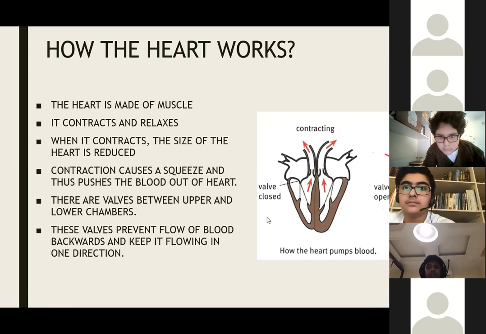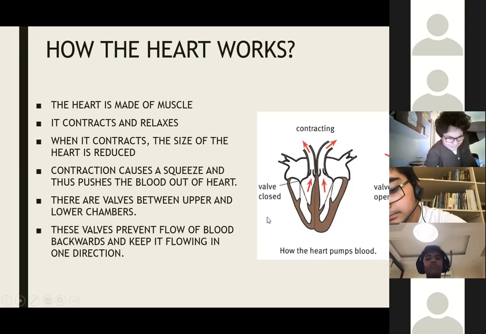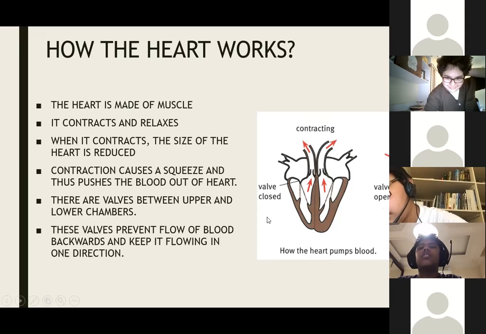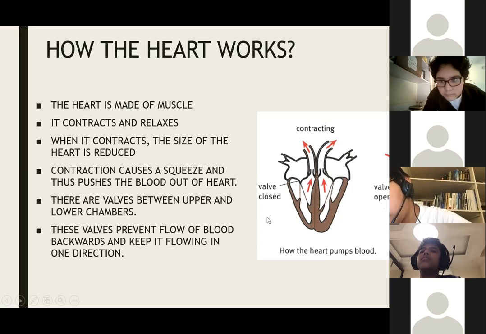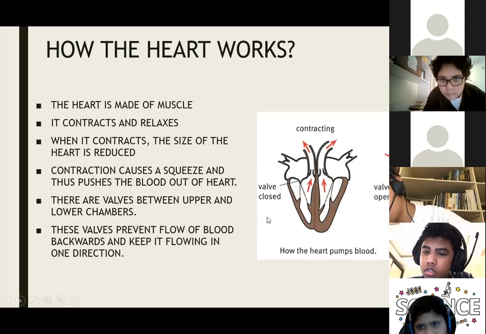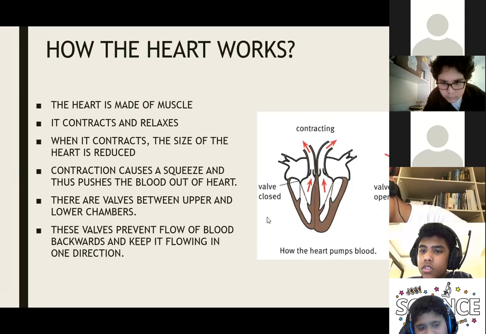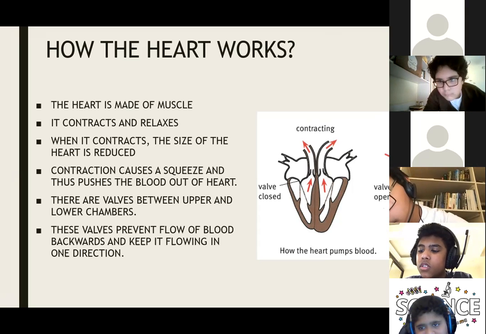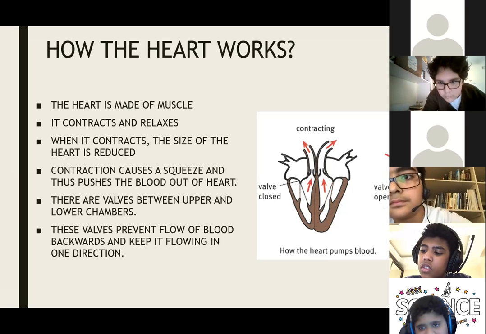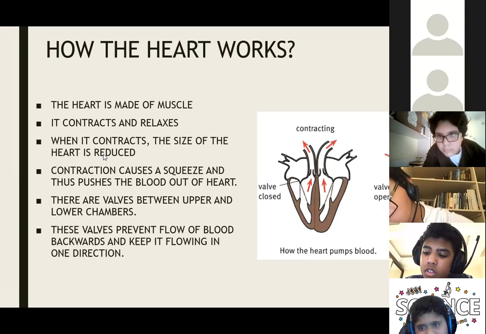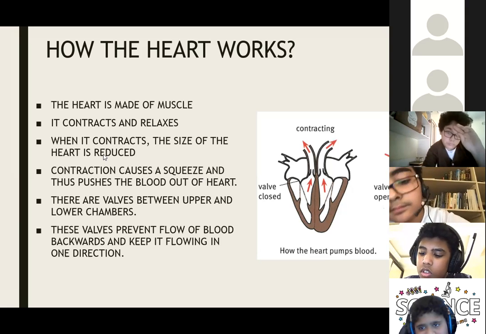So let's go to this one. All right, who would like to explain this? Okay, Muhammad wants to do it. Yes, Muhammad, you have the mic. Mister, yes, what is in this slide? How the heart works. The heart is made of a muscle. It contracts and relaxes. When it contracts, the size of the heart is reduced. Contraction causes a squeeze and thus pushes the blood out of the heart. There are valves between upper and lower chambers. These valves prevent flow of blood backwards and keep it flowing in one direction.